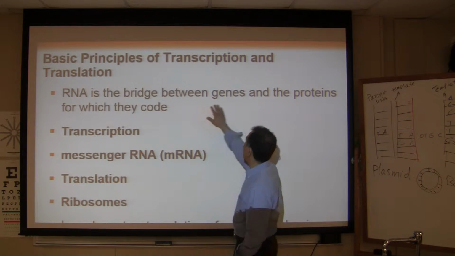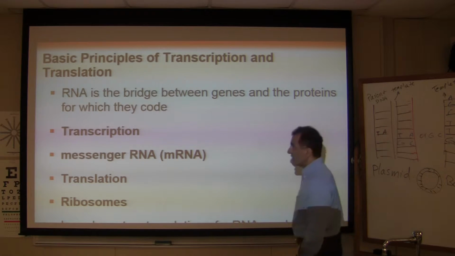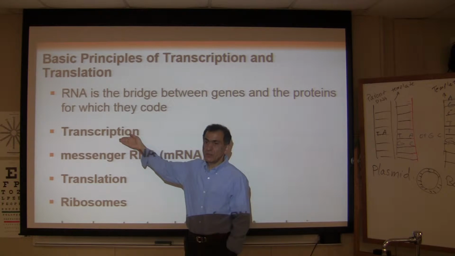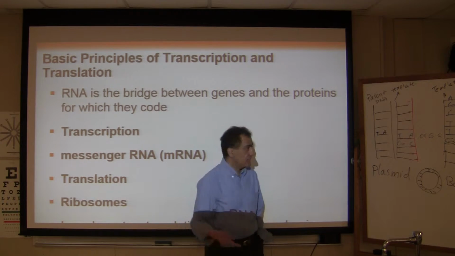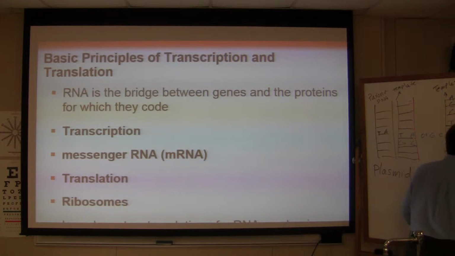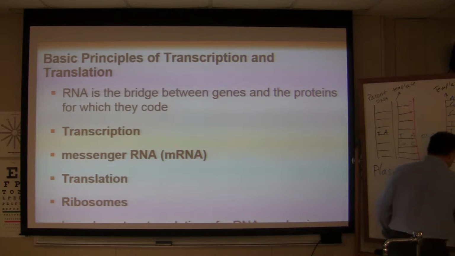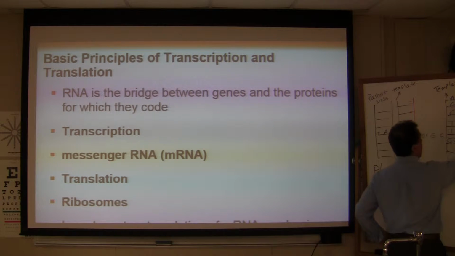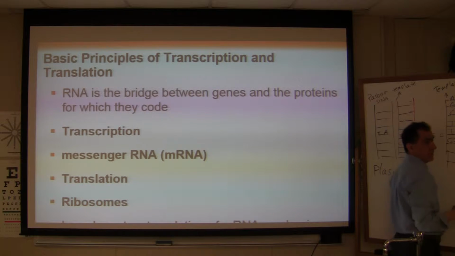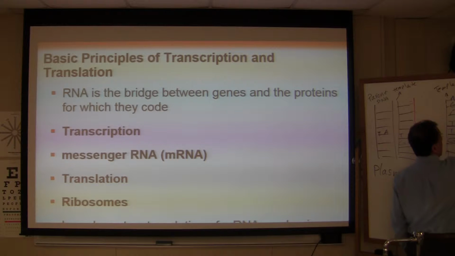So the RNA is the bridge between gene and the proteins for which they encode. Transcription means synthesis of RNA based on DNA. For example, if you have a DNA like this, T, A, G, A, C. Okay, let's do one more. That's a DNA, one side of it, it gets transcribed.